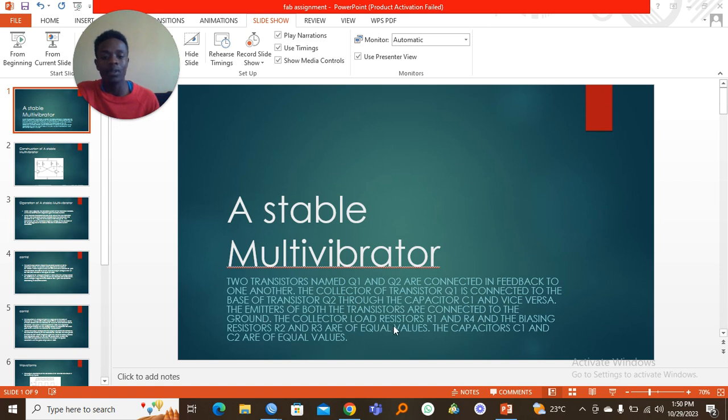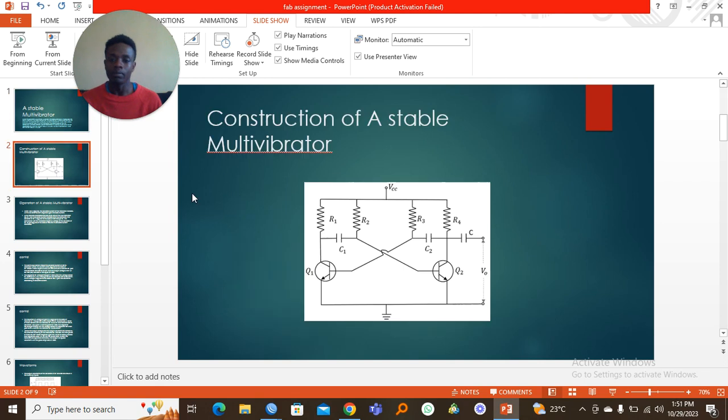The collector load resistors R1 and R4 and the biasing resistors R2 and R3 are of equal values. The capacitors C1 and C2 are also of equal values. The next one is the construction of an astable multivibrator.